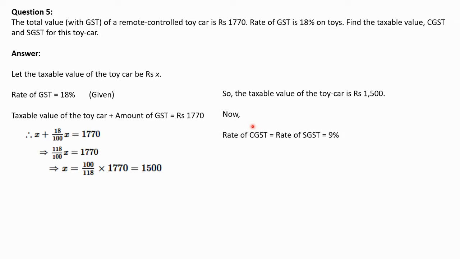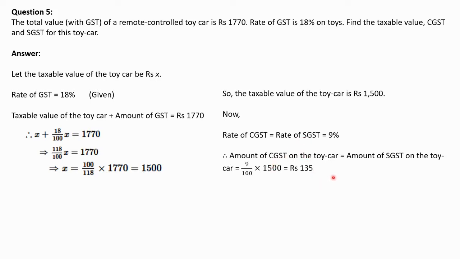Now the rate of CGST and rate of SGST will be half of the rate of GST, which is 18%, and we know half of 18 is 9. So the rate of CGST and the rate of SGST will be 9%. The amount of CGST on the toy car will be the same as the amount of SGST on this toy car, which is 9% of the taxable value. That is 9 upon 100 into 1500. If you solve this, you'll get rupees 135. So the amount of CGST or the amount of SGST, since both of them will be the same, is rupees 135, and the taxable value, the price before the GST, is rupees 1500.